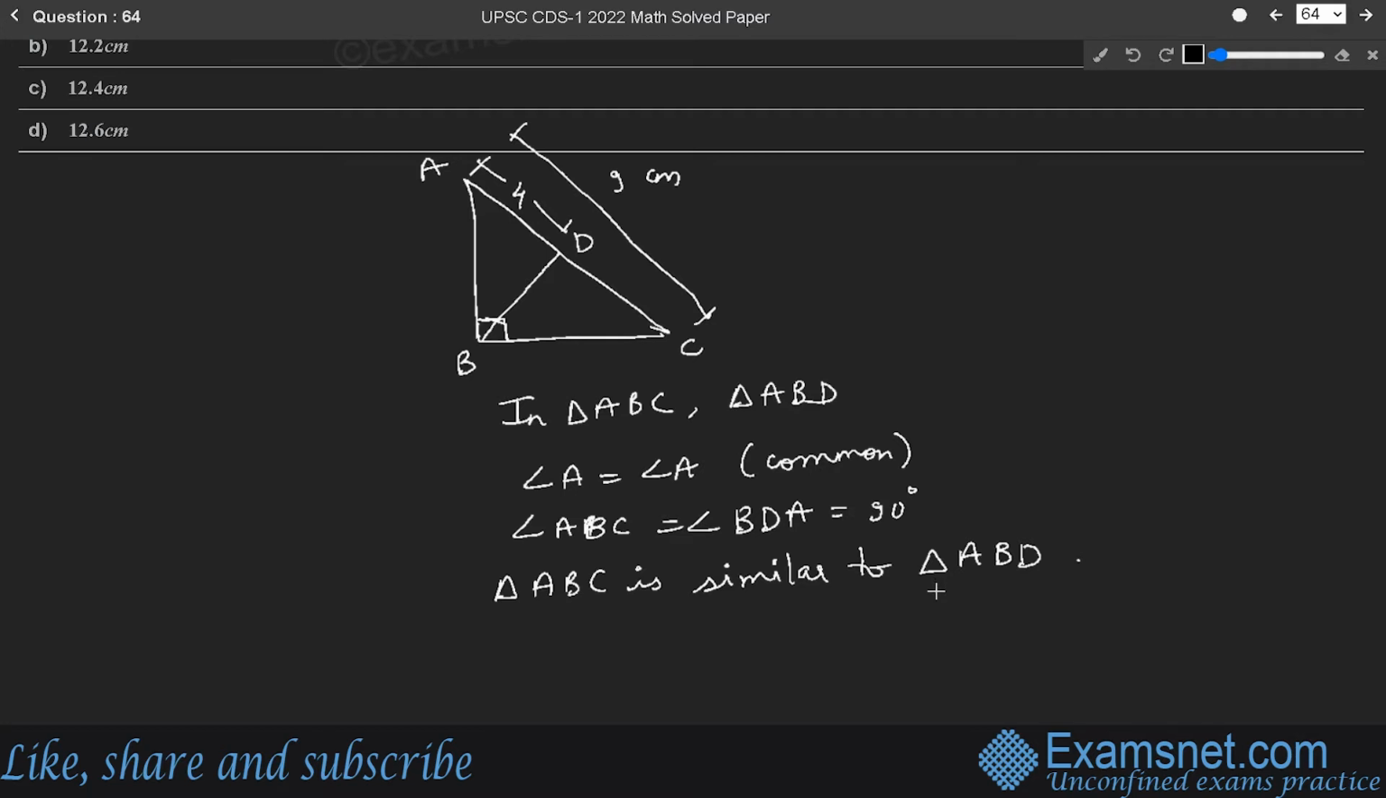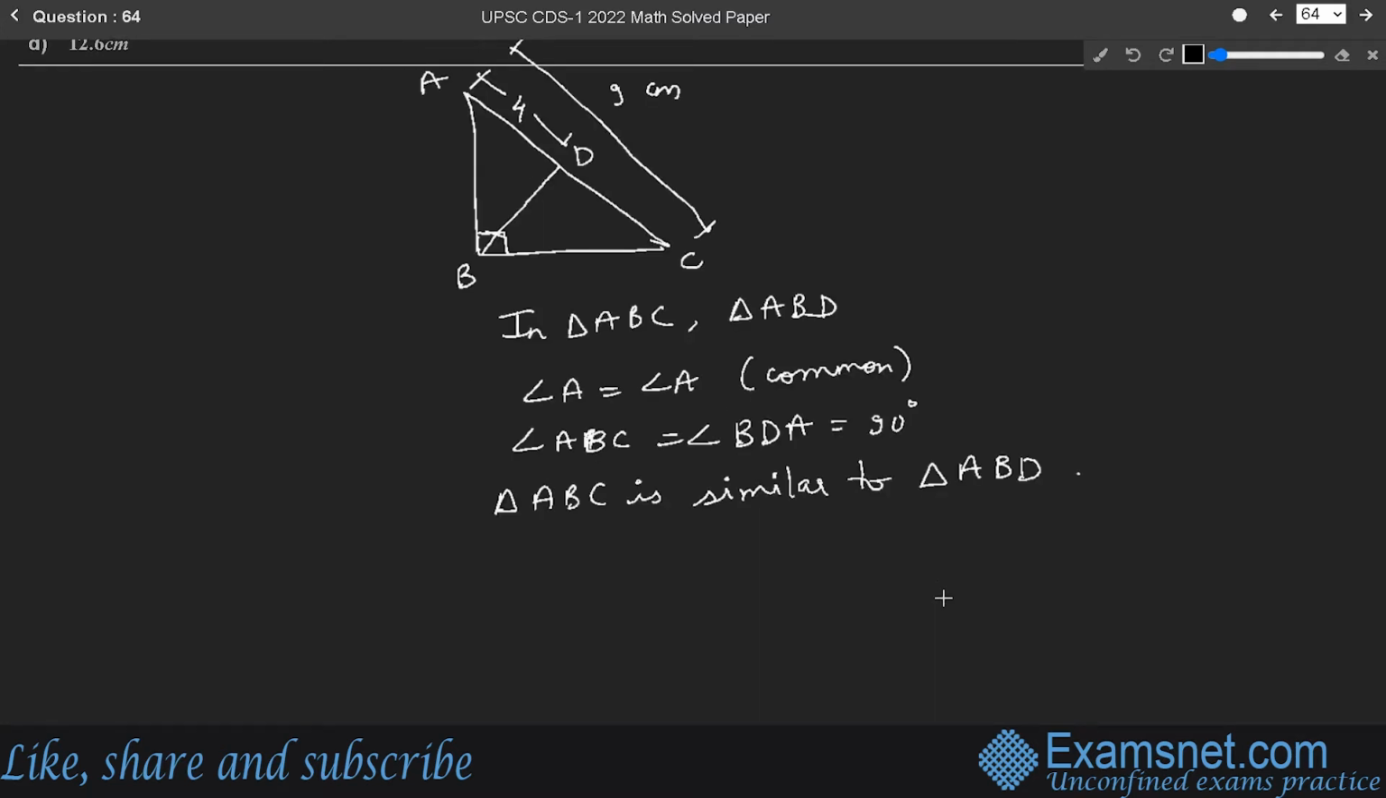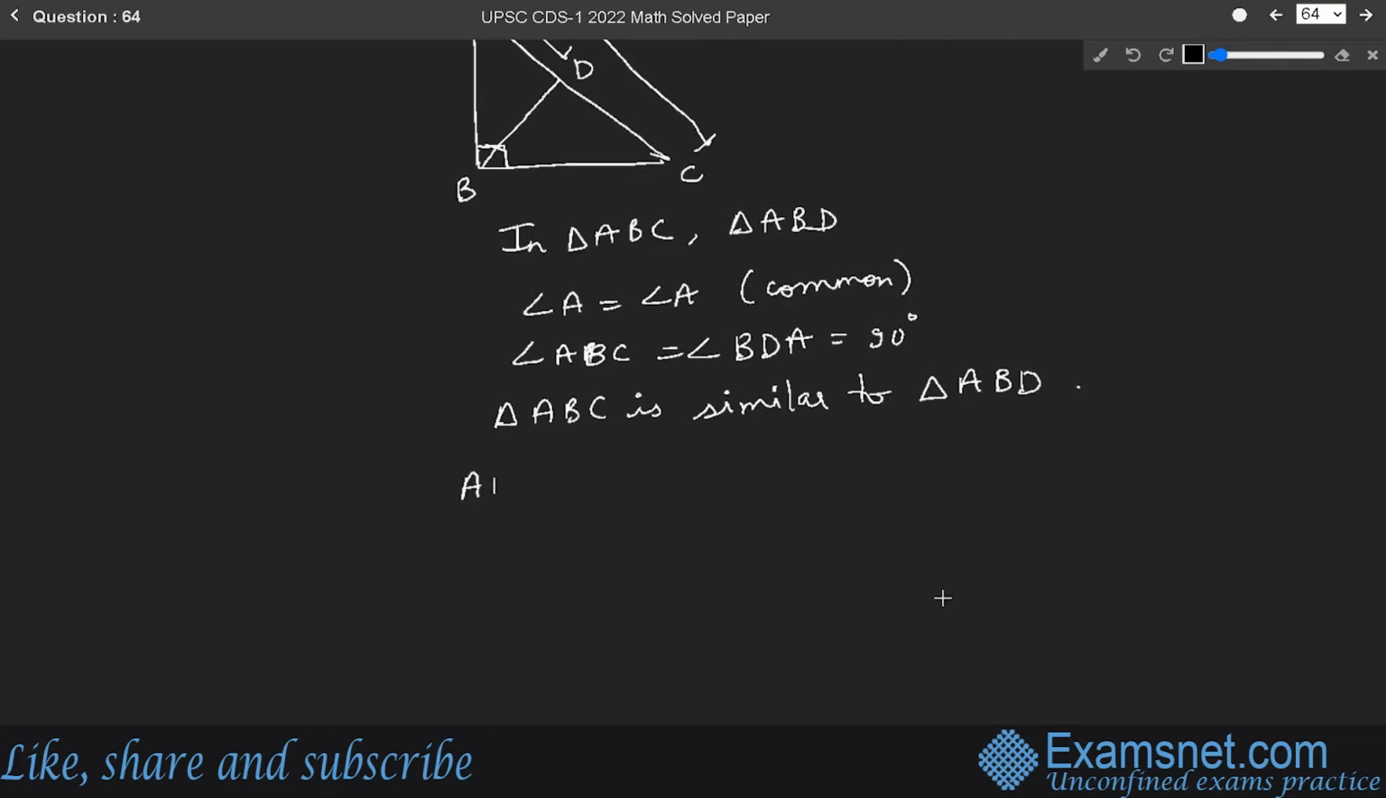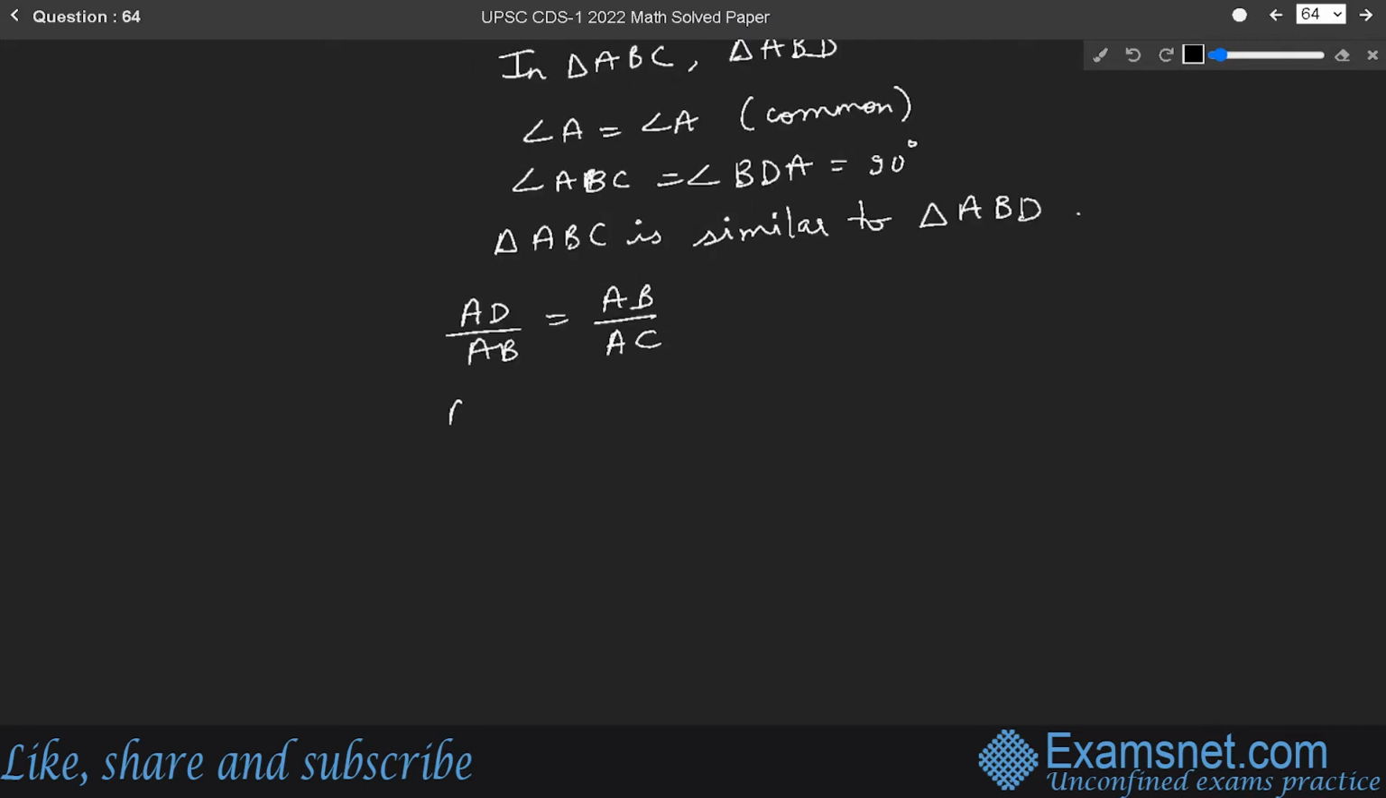Therefore, since they are similar, they will have the same ratio of corresponding sides. It means that AD upon AB will be equal to AB upon AC. This is the ratio of the corresponding sides. And since they are similar, it will be equal. So AB square will be equal to AC into AD. AB square will be equal to 4 into 9, these are the values which are given in the question, which is 36. So we can say that AB is equal to 6 units. So in this way we find the value for AB.